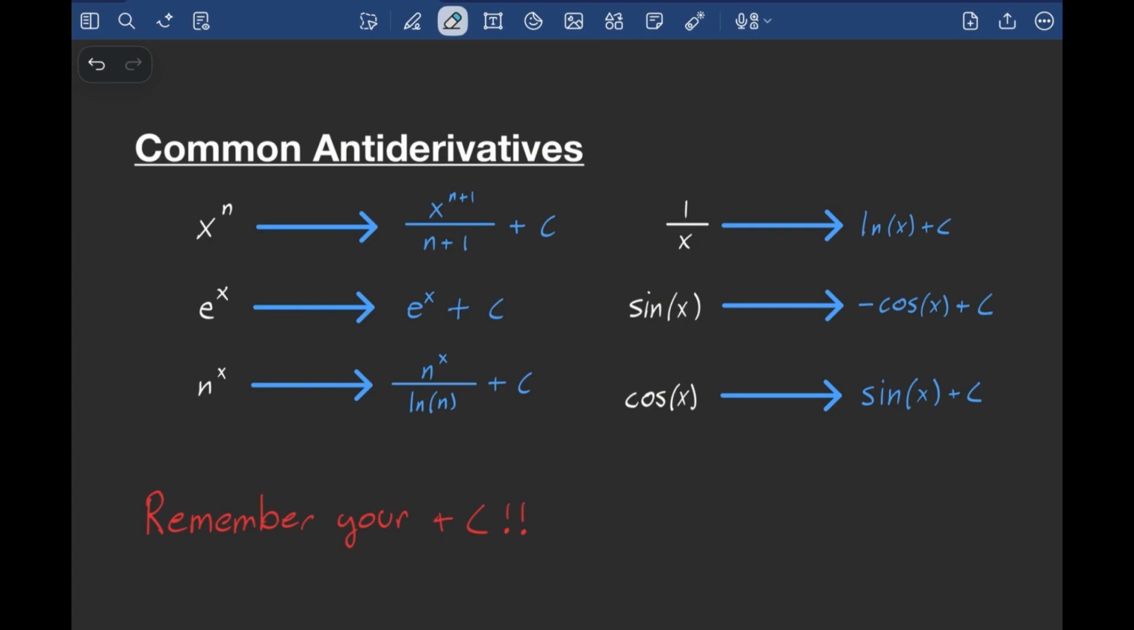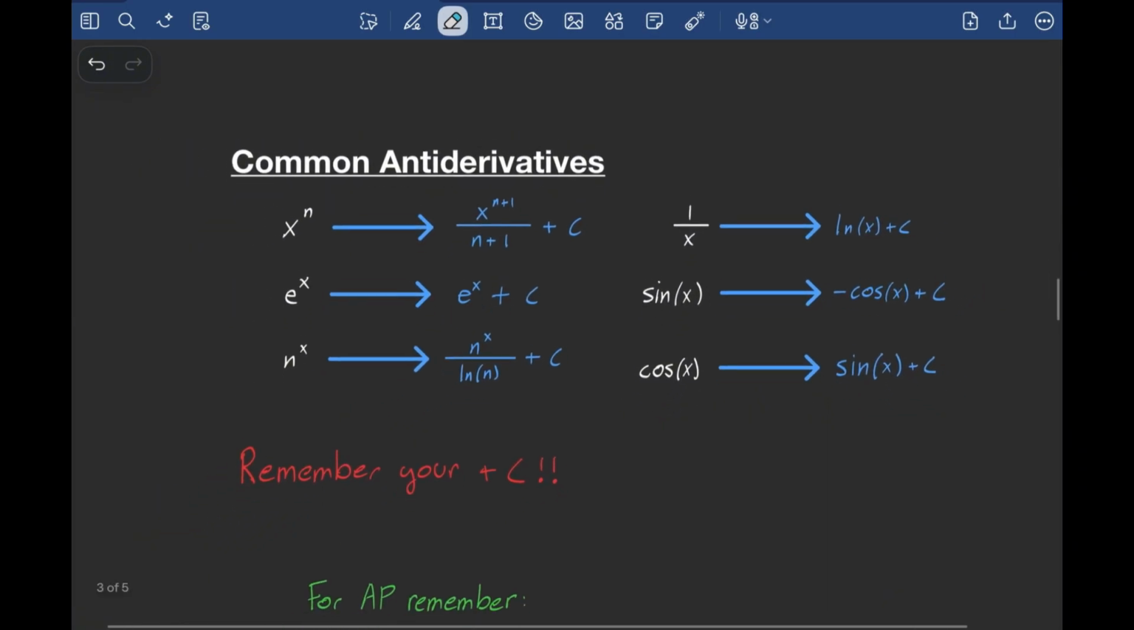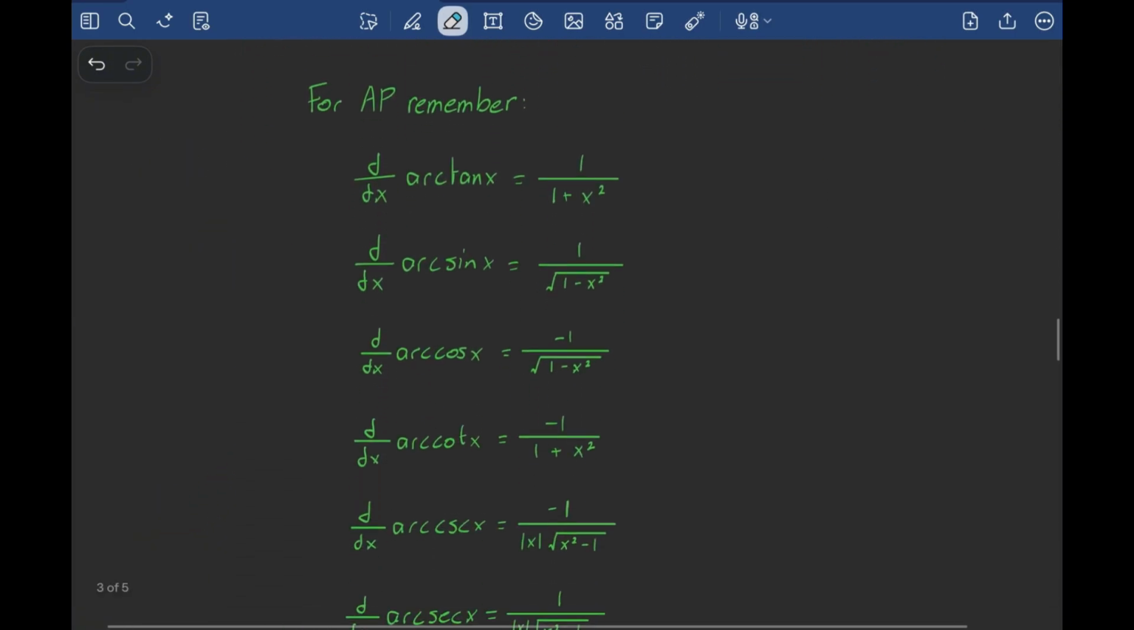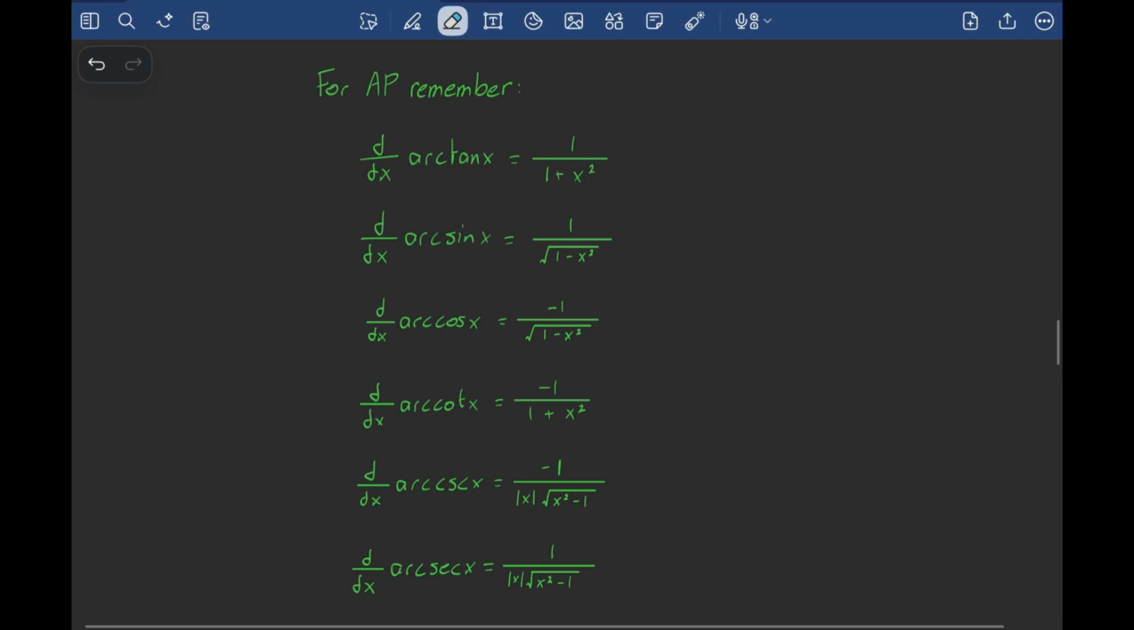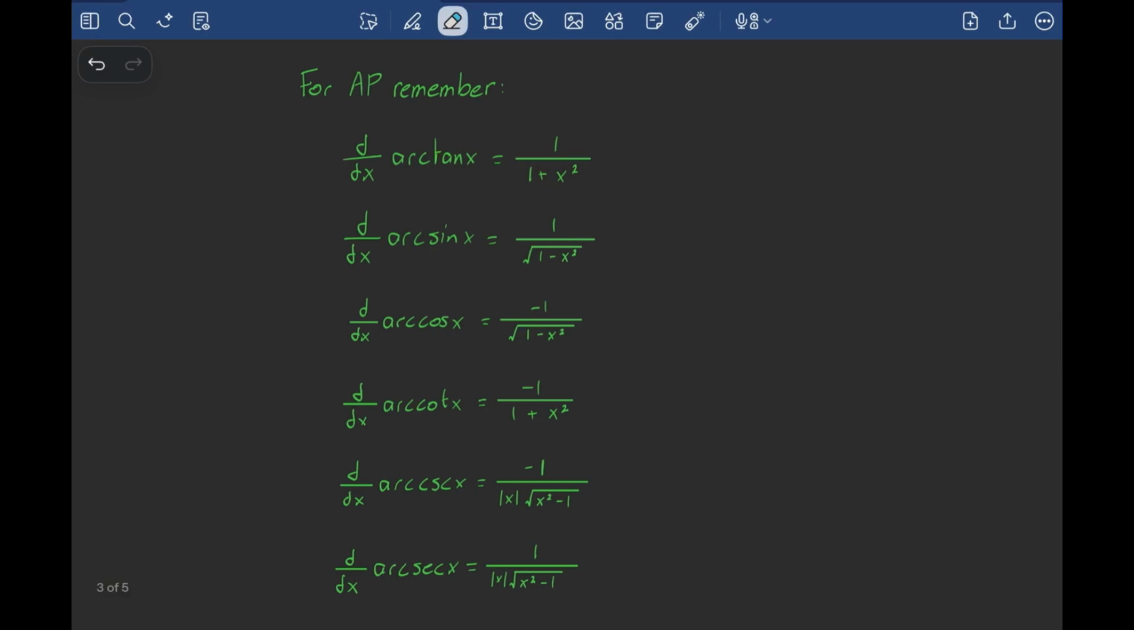These are some of the most common antiderivatives that you will need to use on the AP exam, especially the inverse trig derivatives. These are quite tricky because if they give you an integral with one of these derivatives in it, it's very difficult to spot. So you need to memorize all of these inverse trig derivatives. And the way I have them right here, from my experience, these are in order of importance.